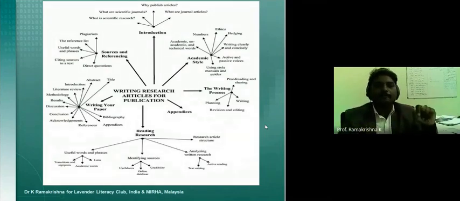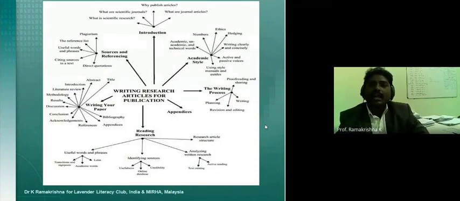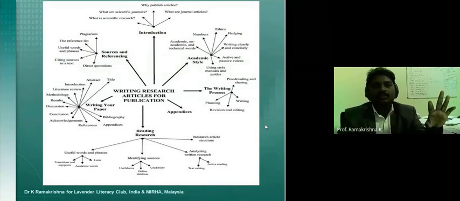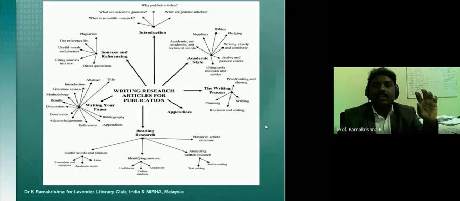That is the difference. I'll not go into detail about it, but when you are writing any academic article, you should be very careful. I'll share this PPT with you. While you are writing, you have to take certain measures: academic and unacademic words, technical words, numbers, ethics, writing clearly and concisely, active and passive voice, using style manuals and guides.